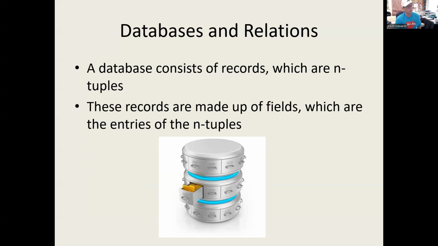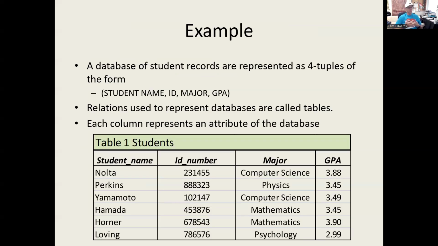So for our relational databases, a database consists of records which are n-tuples. These records are made up of fields, which are the entries of the n-tuples. So here's one that I made for CS141 many years ago. It's a database of student records that are represented as four-tuples of the form student name, ID, major, and grade point average. And the relations used to represent databases are called tables. Each column represents an attribute of the database.